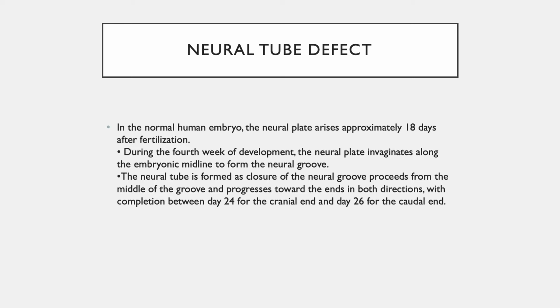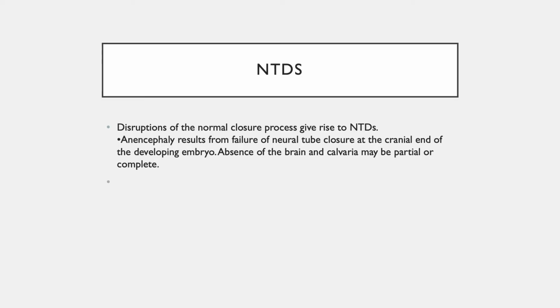Now we have the neural tube in normal cases. If there is a disruption of the neural closure progress, it gives rise to neural tube defects. One of these conditions is called anencephaly, which results from failure of the neural tube closure at the cranial end of the developing embryo. Absence of the brain and calvaria may be partial or complete in this condition. So there is no brain, no calvaria in this condition.